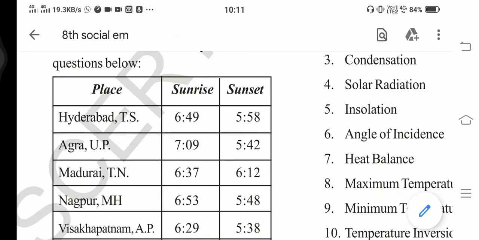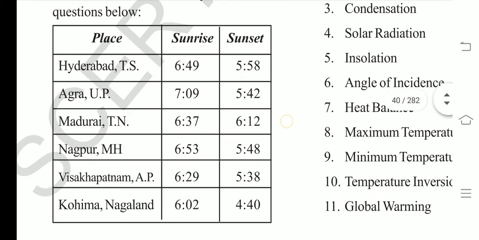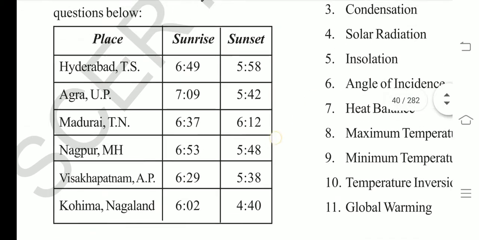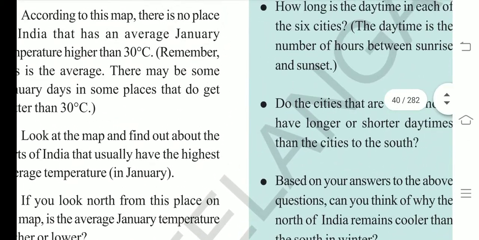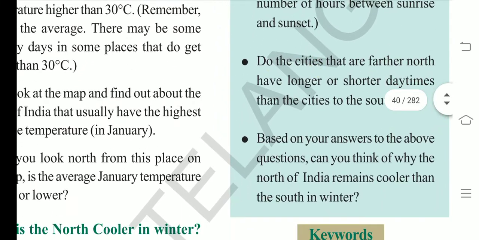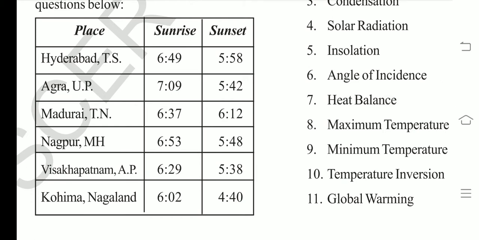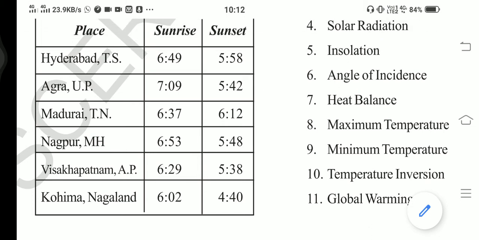Agra: 7 hours 9 minutes sunrise, then sunset at 5 hours 42 minutes. Madurai, Nagpur, Vishakhapatnam, these are given. And here the question is asked. Look at this table. In which of these six cities does the sun rise first? There are six cities given in the table, right? So in which of these cities does the sun rise first?